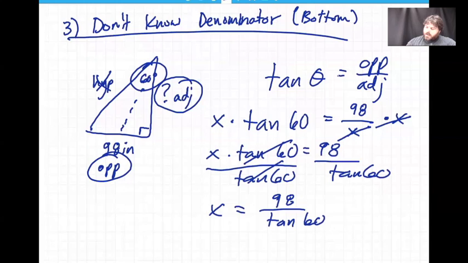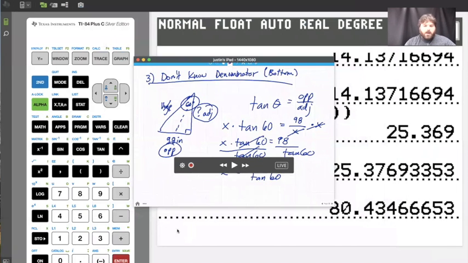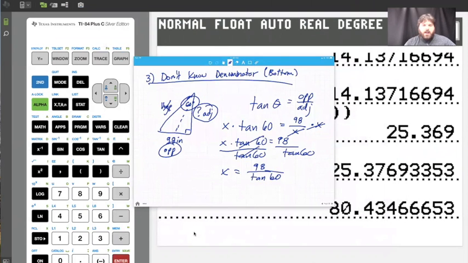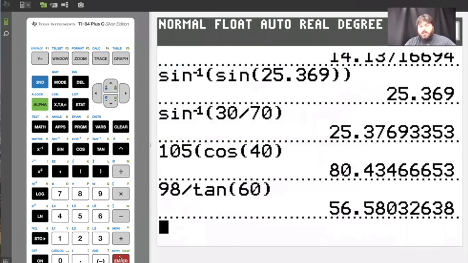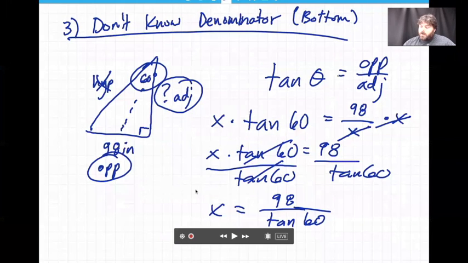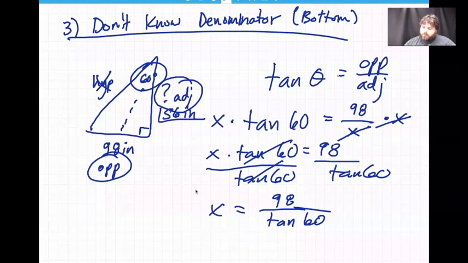Now, tangent of 60, some people actually know that off the top of their head. I'm going to pretend that I don't, so I'm going to use my calculator. So I'm going to get out here and do 98 divided by tangent of 60. And I'll just do it real quick. 98 divided by the tangent of 60. Now make sure you're in degree mode, otherwise this won't make any sense. 56 is our answer. That means this is 56 point whatever inches tall.